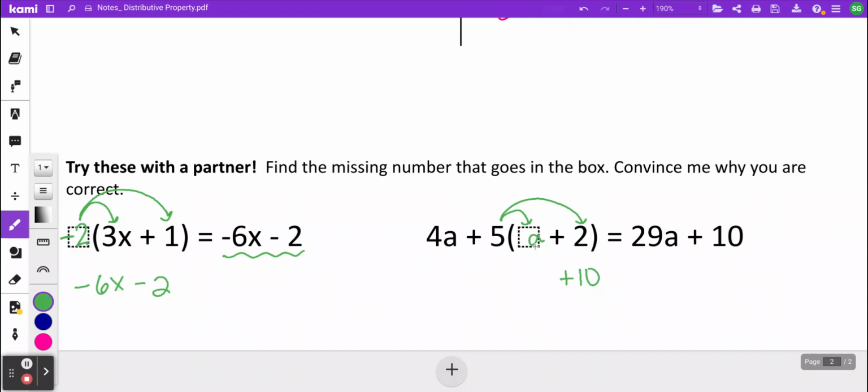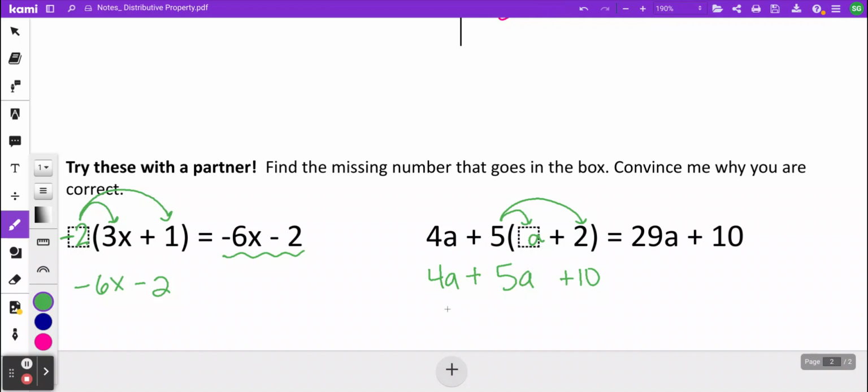If I just put a there, and I did this multiplication, 5 times a is 5a, and then I would still have that 4a in front. My problem here is I still don't have enough. 4a plus 5a is 9a. I'm supposed to be getting 29 of them. So that means this multiplication problem here, there must be more than just 1a.